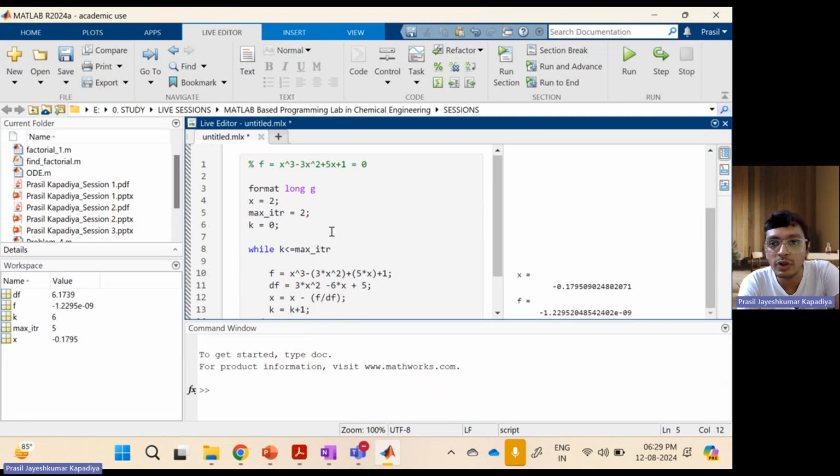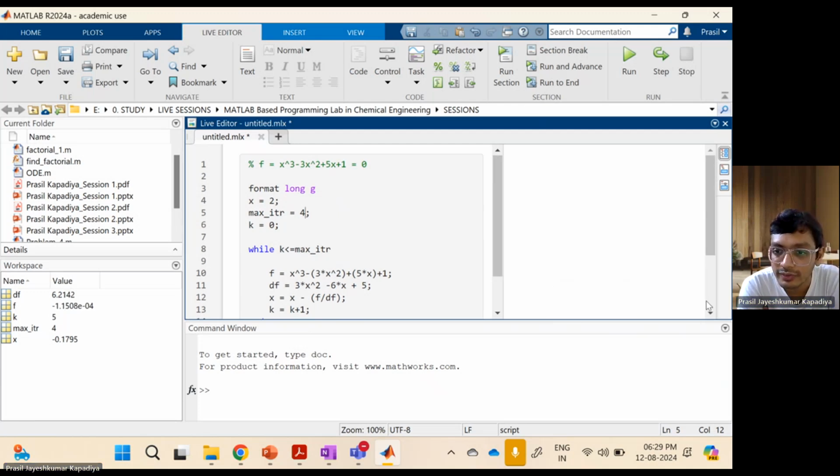Let's say I'm just doing 2 iterations. In 2 iterations, we won't get it. With 3 also, we are not getting it. With 4, we are not getting exact, but with 5, you can see that it's the best solution, 10 to the power minus 9. So that is nothing but 0.